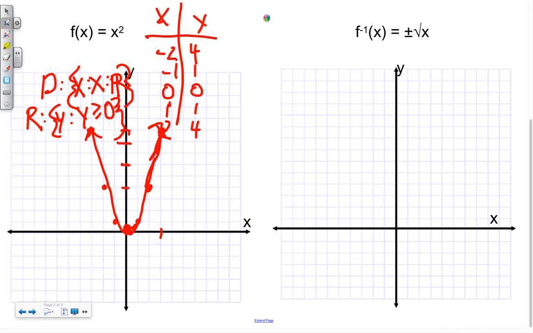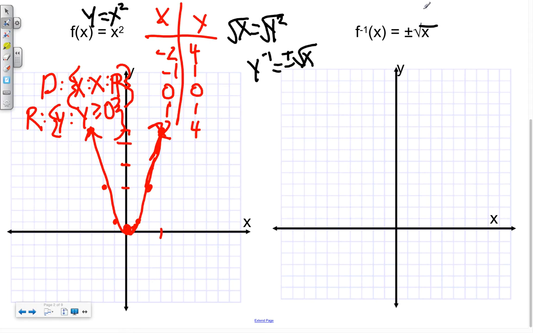Okay, so if we look at this and we wanted to find the inverse, we know when we find inverses from yesterday's section, we're going to be taking this, which is y equals x squared, switching x and y, so I'll get x equals y squared, and solving for y. So we'll take the square root of both sides here, and we get y inverse, or f of x inverse, equals, when you take a square root, plus and minus the square root of x.